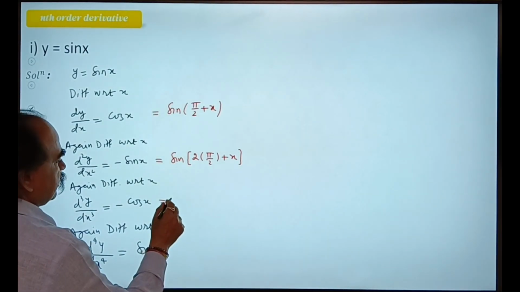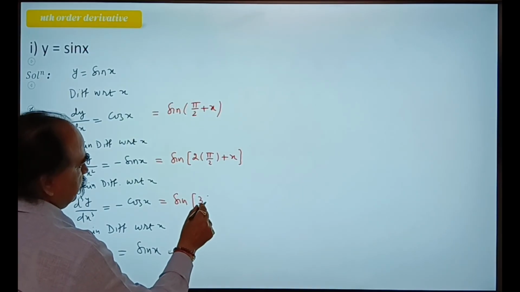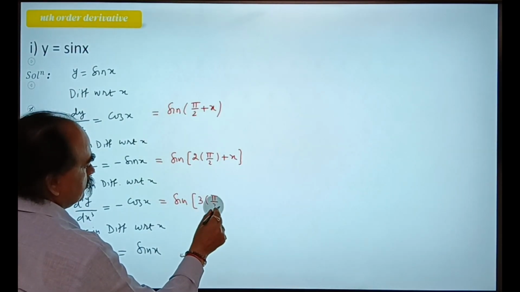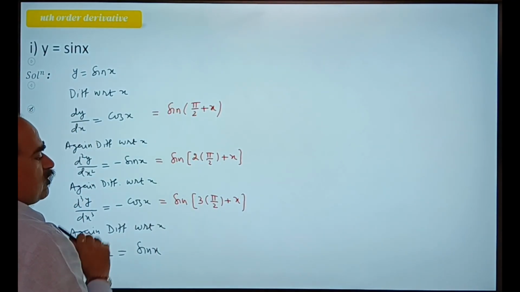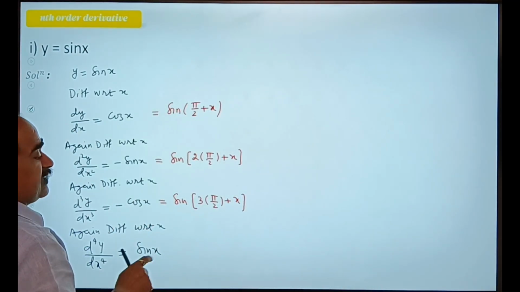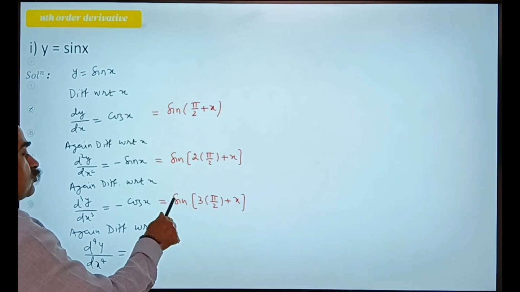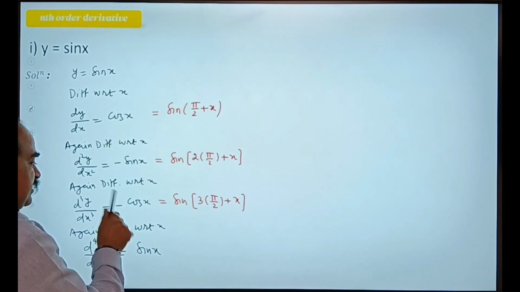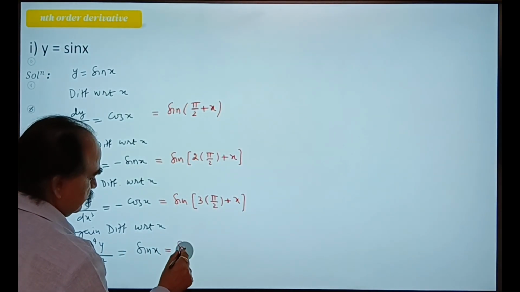This minus cos x can be written as sin of 3 into pi by 2 plus x. This is again odd multiple of 90 degree, so sin changes to cos. And 3 into pi by 2 plus x will go in fourth quadrant. And in fourth quadrant, sin is negative. So minus cos.